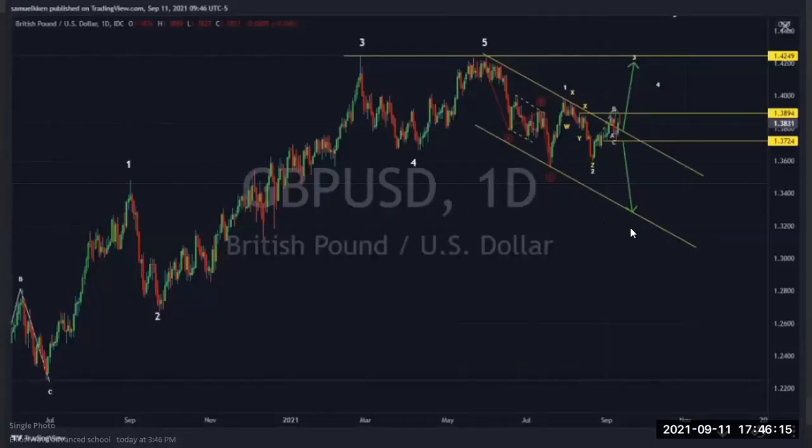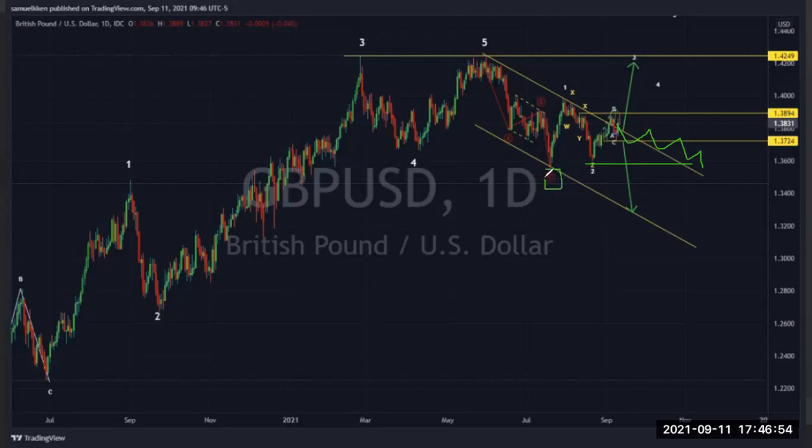Pound USD. Okay, in pound USD, there are 2 possibilities here. One, this ABC, the correction ended here. And if that is the case, it means that we are not going to get a lower level than this. Now what do I mean? If you keep getting corrections like this, you may not go over to this level, because this is wave 2, and this is the end of wave C.